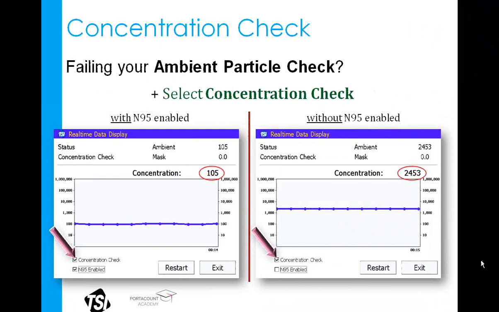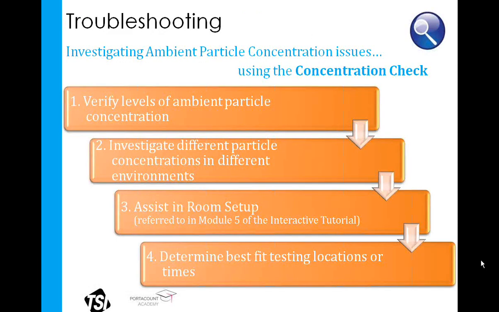Near the lower left-hand corner of the touchscreen, there will be an option for concentration check. Go ahead and check this box by tapping in it. You're going to notice that instead of fit factor, you will now see the ambient particle concentration displayed near the upper right-hand corner. We have now turned the PortaCount Pro into a real-time particle counter. We can use this feature to troubleshoot our ambient particle issues.